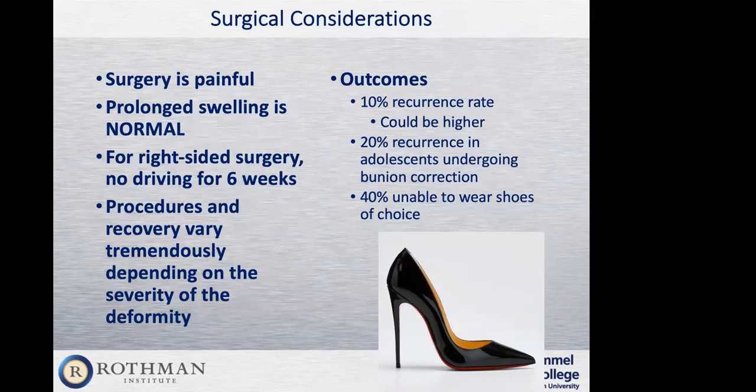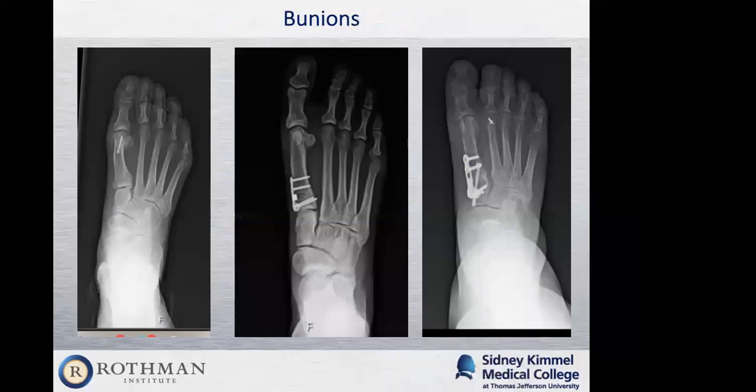Studies have shown that upwards of 40% of patients are unable to wear their shoe of choice. That's particularly patients who are looking to get back into a high-heeled or very tight-fitting shoe, because that may not be possible even if we have a successful treatment in terms of correcting the bunion. So definitely things to think about. I try to have this conversation with all of my patients in the office when we're talking about surgical correction for a bunion. This slide shows 3 different x-rays from 3 different patients who have had 3 different procedures performed to correct a bunion.